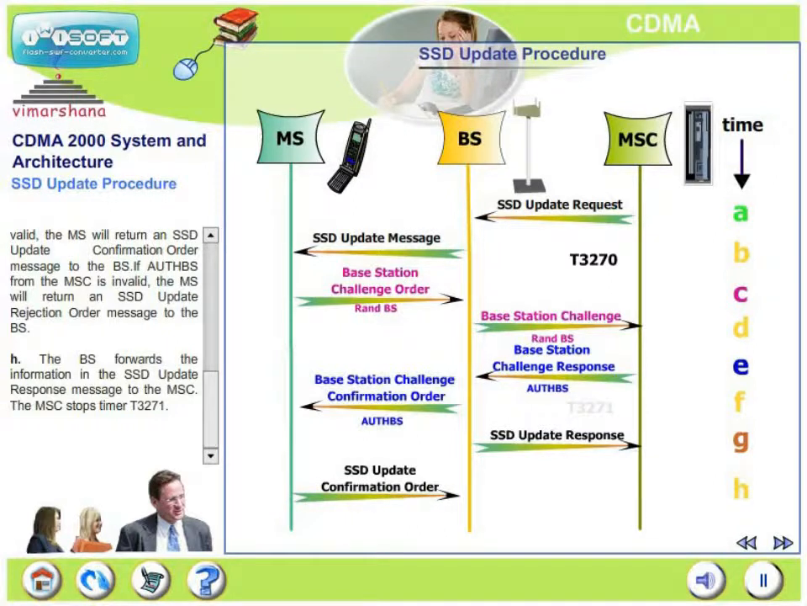The base station forwards this information, either the confirmation order or the rejection order, in the SSD update response message back to the MSC. The MSC then stops the timer T3271. This is how SSD update procedure is handled between MSC and the mobile.